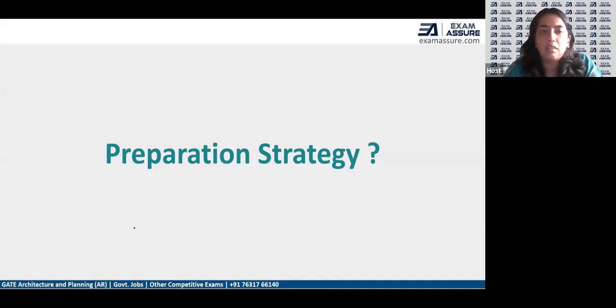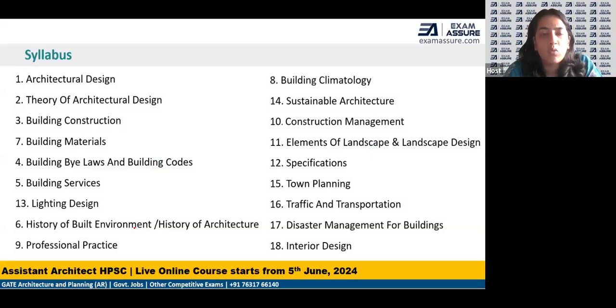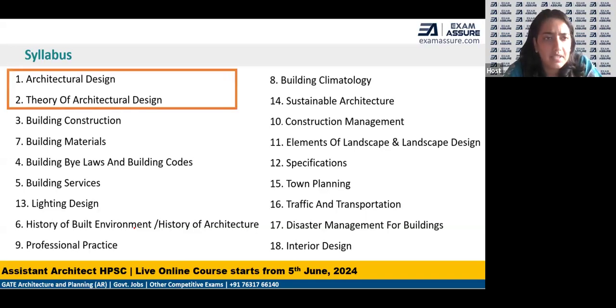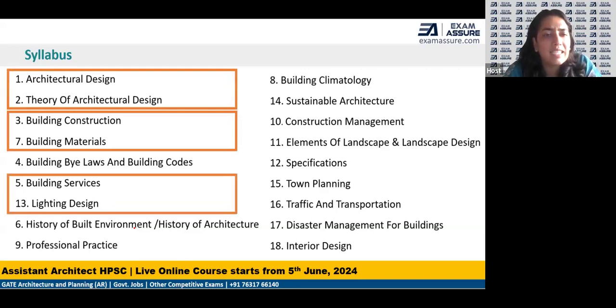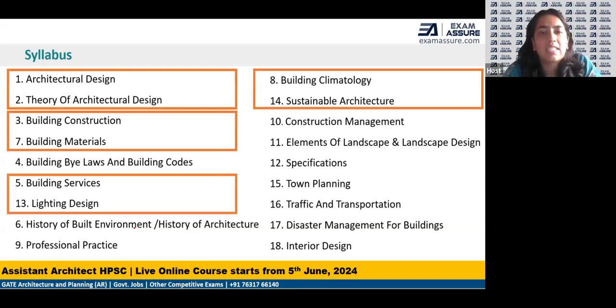So if I look at the entire syllabus, it is more or less your entire 5 years of architecture put into one. Now, what should the approach be? What we can do is combine some subjects which are very close by, like for example, architectural design, theory of architectural design, building construction and materials, services, lighting design, climatology, sustainable architecture. We can combine them because they are anyways integrated and part of one, right?